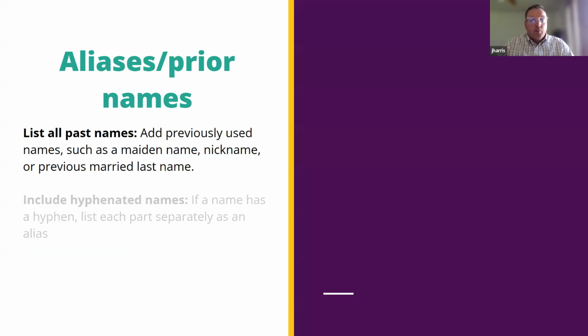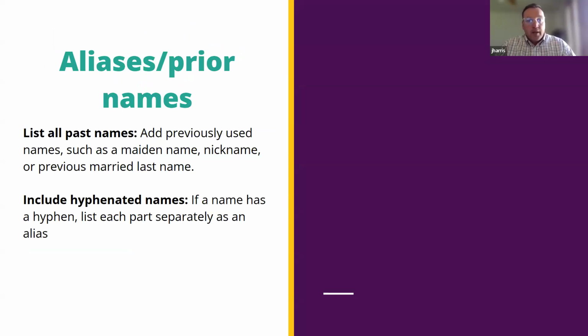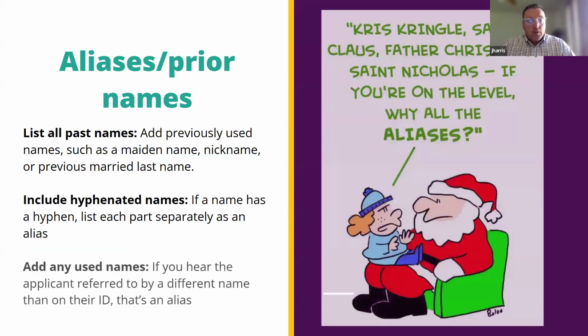All right, aliases and prior names. This is where everything comes into play. We've talked about the full legal name that you've been able to verify off of the valid identification. Aliases or prior names. Prior names, typically a maiden name from somebody that's been married, that they previously had, will need to be entered there.